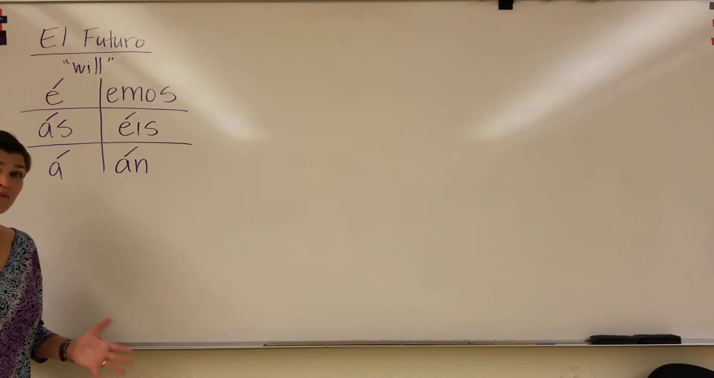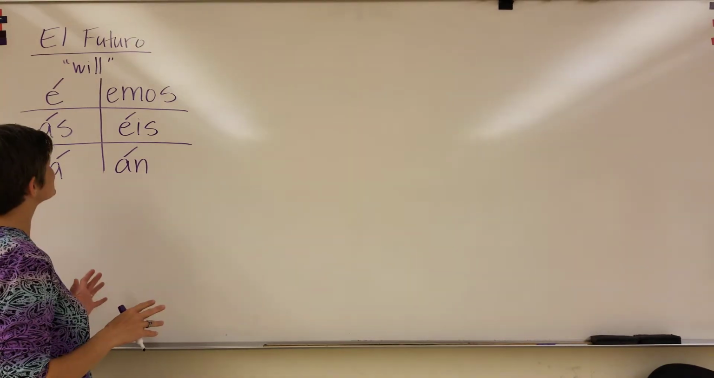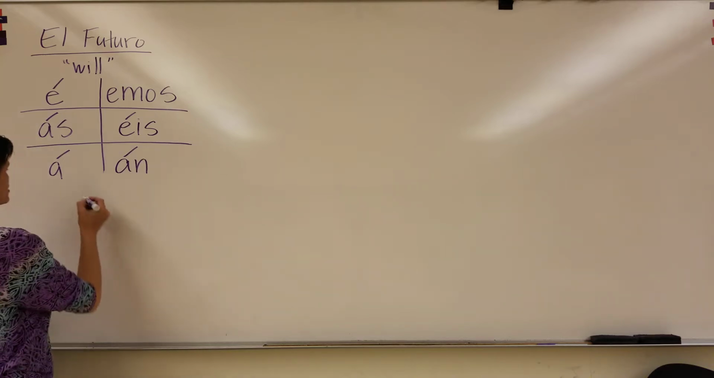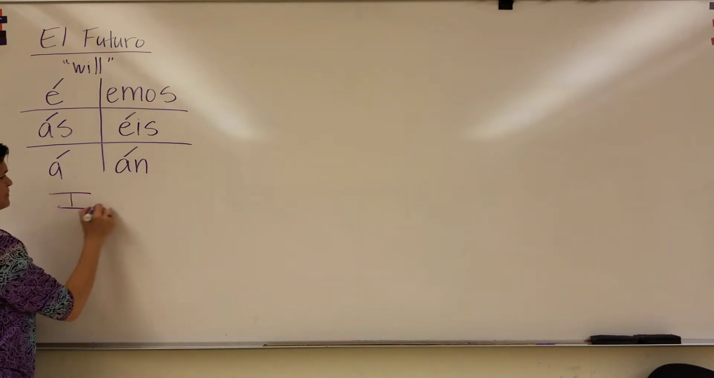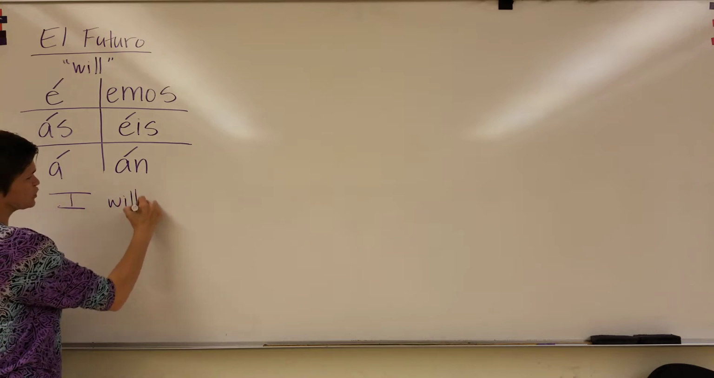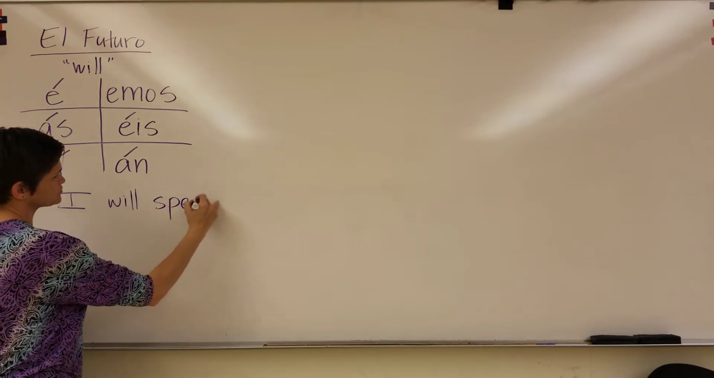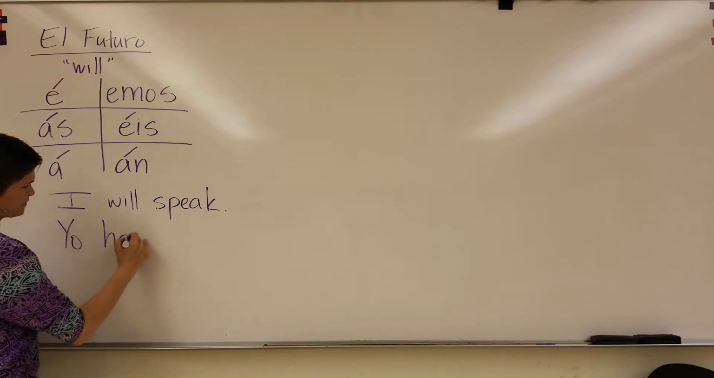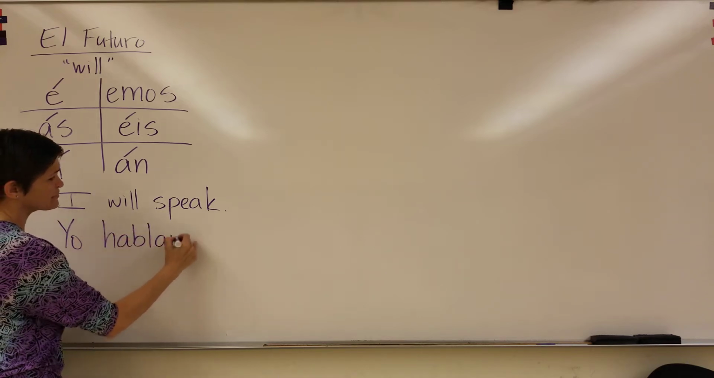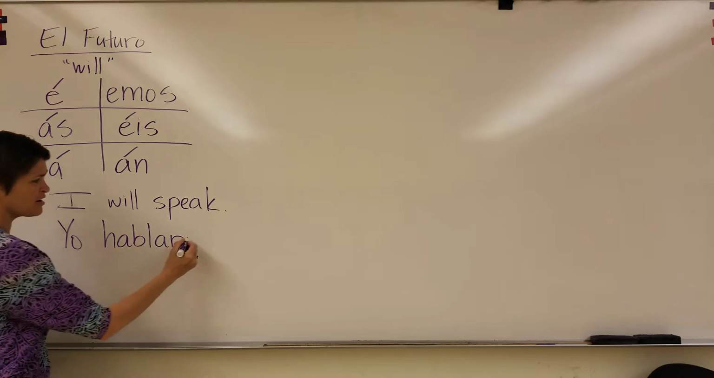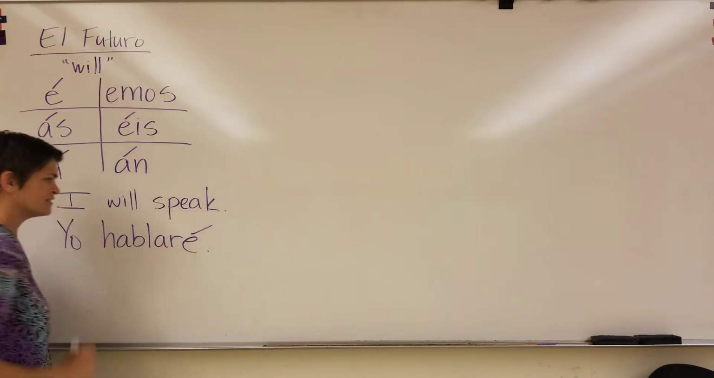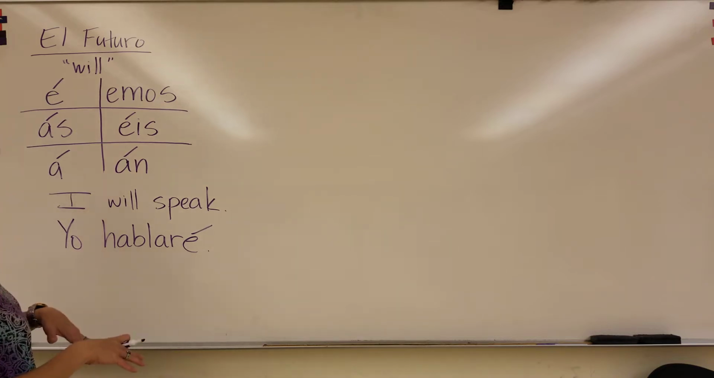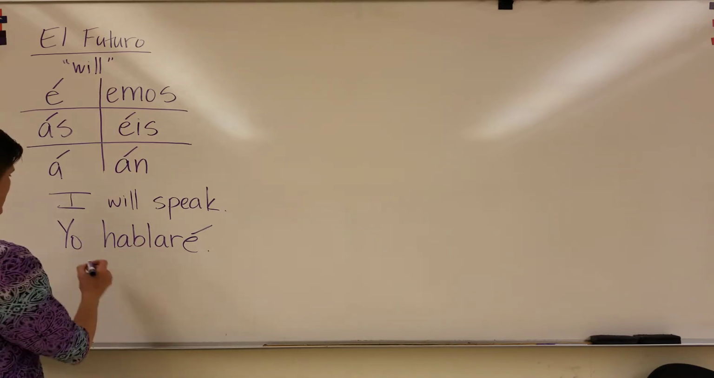So when we're talking about what we will do, these are the endings that we're going to put onto any verb. But the difference with the future tense is that we're not going to start by taking off the ending like we usually do. So if you wanted to say that I will speak, we would say yo. We've got the verb hablar. We leave it as hablar. We do not take the ending off. And then we add hablaré. So no endings will be eliminated. We just leave the verb as it is.